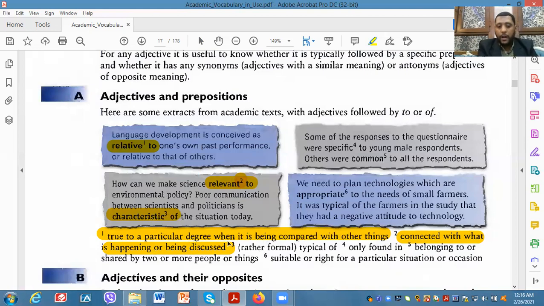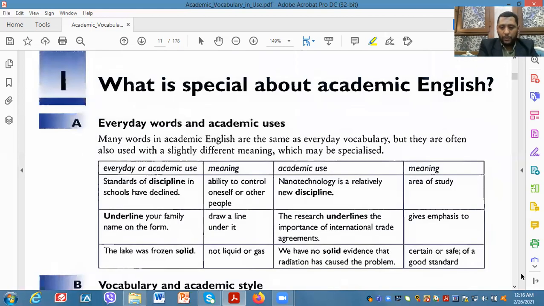Characteristic of, what does it mean? It means typical of, and this is rather formal. Characteristic of. If you remember the first lecture, we came across this word, characteristic. I guess it was on page 11. Very quickly, let's go to page 11 of the first lecture, just to refresh your memory about characteristic.